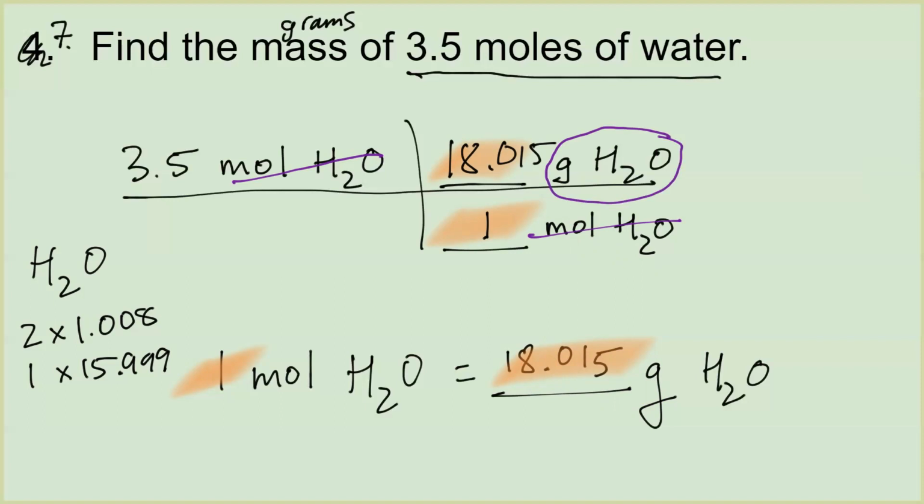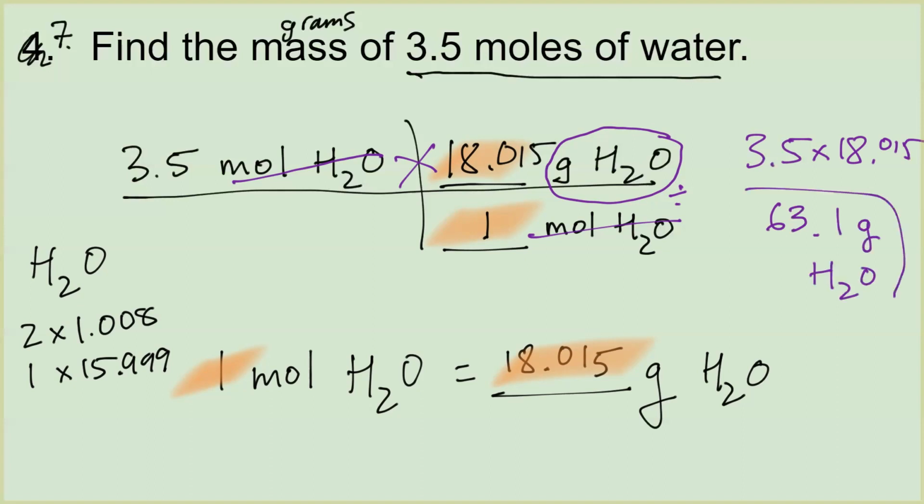Now we can go ahead and multiply through 3.5 times 18.015, and we'll divide that by 1. So if we have 3.5 times 18.015, that's going to give us 63.1 grams of H2O. So someone says, hey, here's 3.5 moles of water. You can say, I know what mass that should be, 63.1. And if it's not 63.1, you can say, liar, you did not give me the correct amount of water.